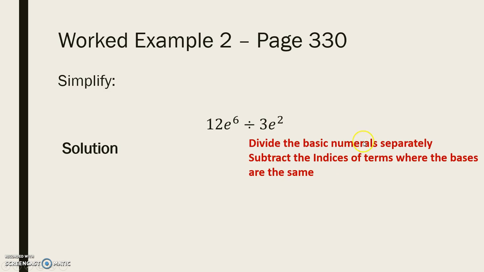So here's another example, this time with division. Once again, we do the same process as with multiplication, except for that one step. Work out the basic numerals or coefficients first, so our 12 and our 3. Then subtract the indices. So here we have 12 divided by 3 in green. That's going to be 4. And we subtract 2 from 6 because of the index law. We're dividing. So that gives us 4 for the coefficient and e to the power of 4.